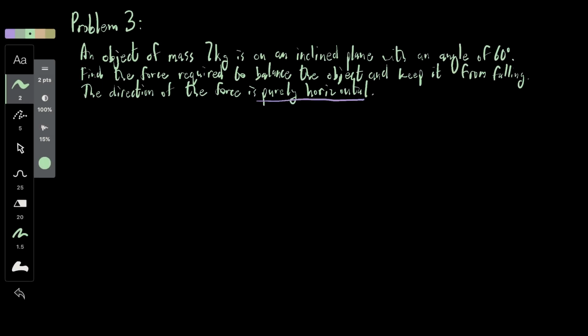Our third problem looks very similar to the first problem, but has one key difference. This problem reads: an object of mass 7 kilograms is on an inclined plane with an angle of 60 degrees. Find the force required to balance the object and keep it from falling. The direction of this force is purely horizontal.